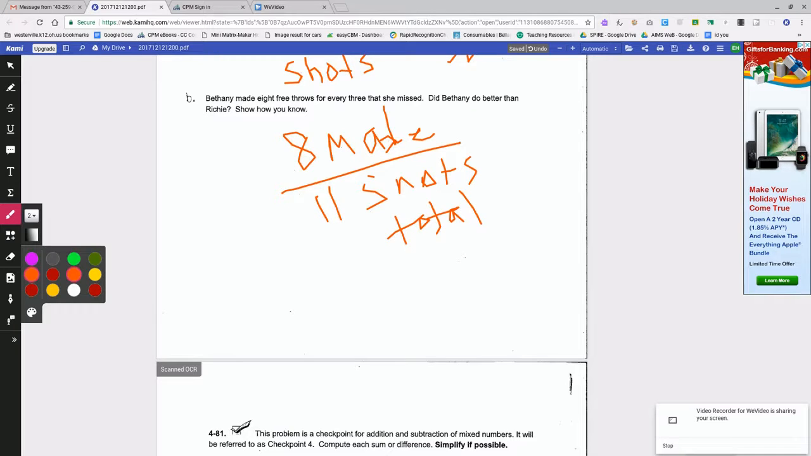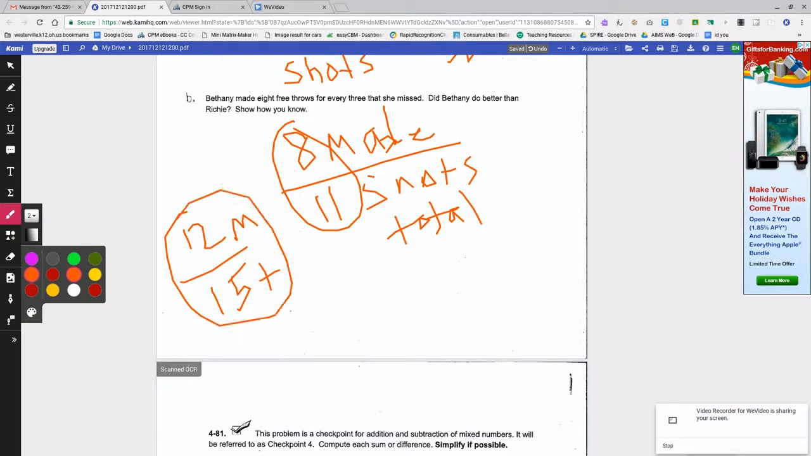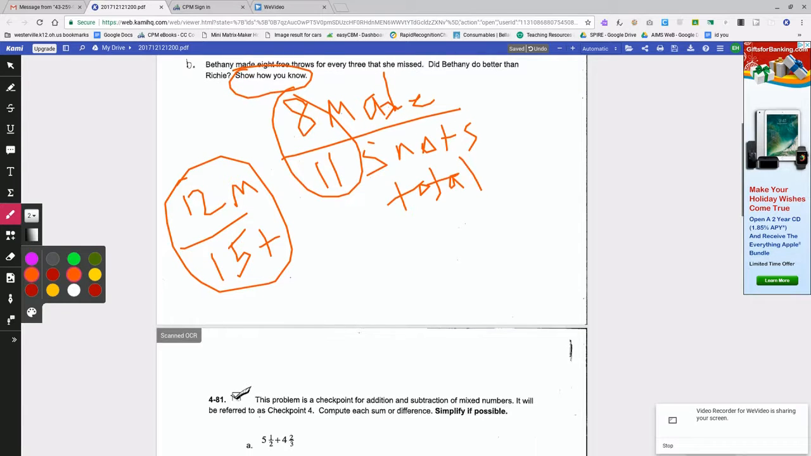Go back to Richie. He made 12 out of 15. So again, these are made, these are total. So you're going to have to decide by dividing: is 8 out of 11 a greater percentage than making 12 out of 15? So that's the last part you have to do. That will show how you know. So I'll leave you to do that.